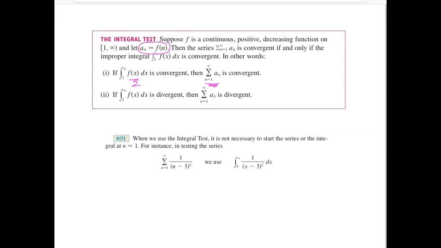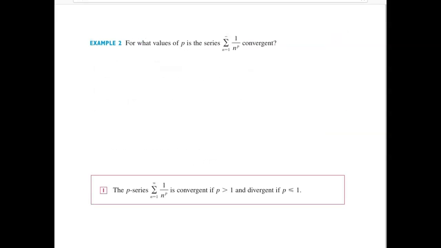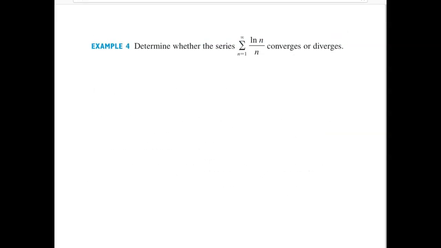Remember that the conditions for the integral test are that it has to be a continuous, positive, decreasing function. So in this specific example, we definitely know that this is continuous and positive as long as n is greater than 1. Because if n equals 1, natural log of 1 over 1 is 0. But for any value greater than that, that's going to be a positive number.